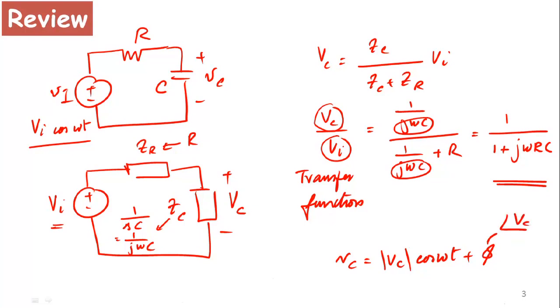So this was pretty straightforward, and you've seen this before. What this says is that once I figure out the complex amplitude VC, then I know everything. I can very quickly figure out the exact time voltage across the capacitor according to the magnitude of VC times cosine omega t plus phi, the phase of VC.